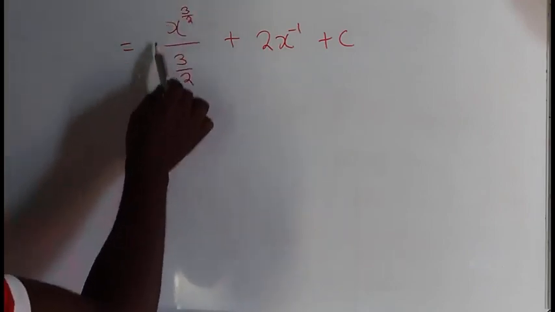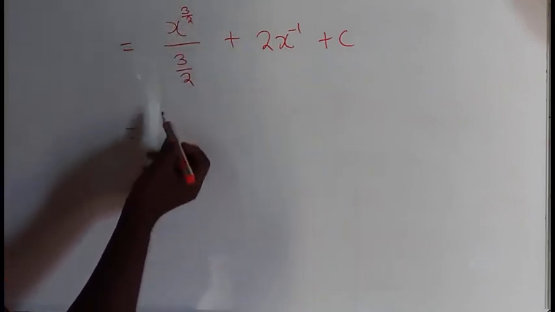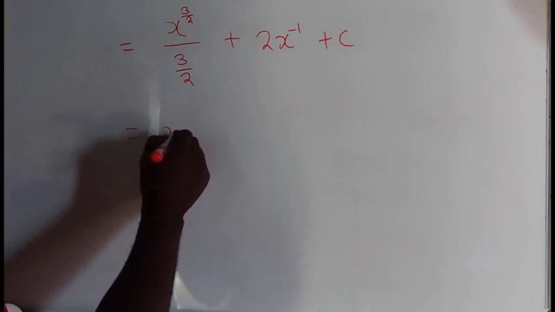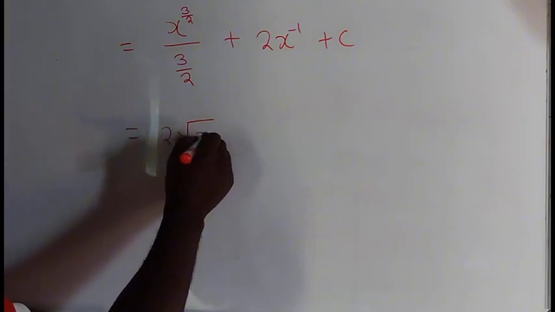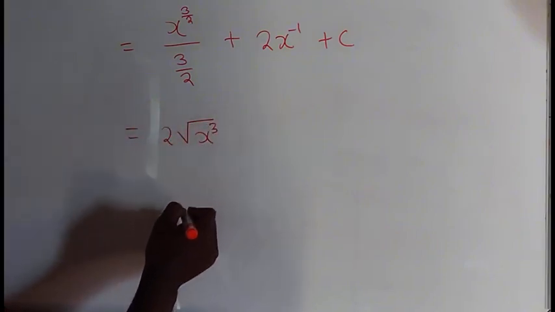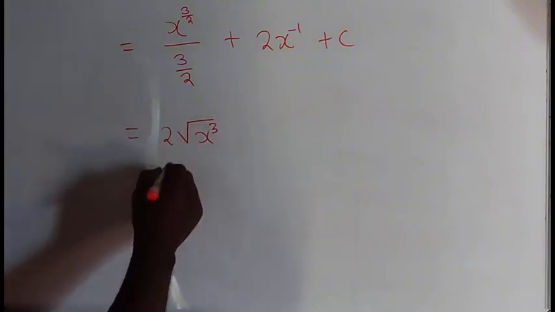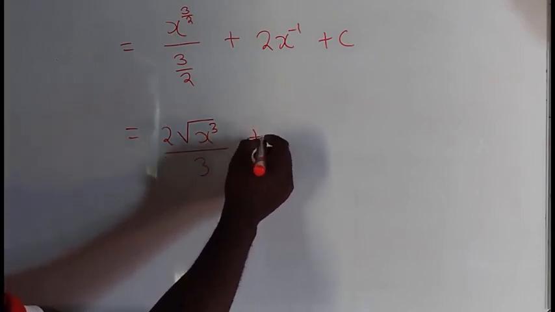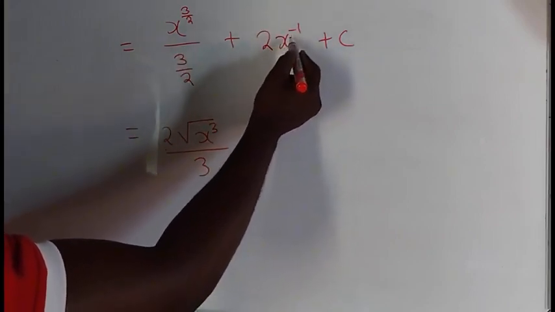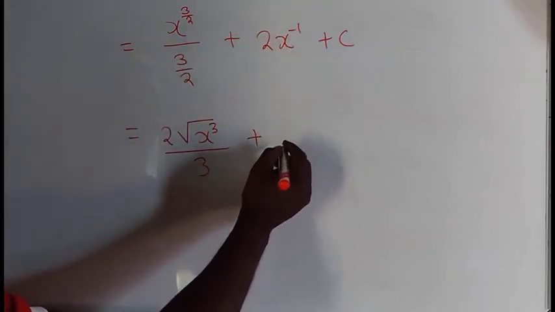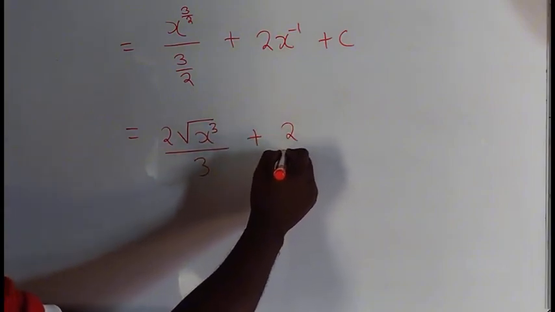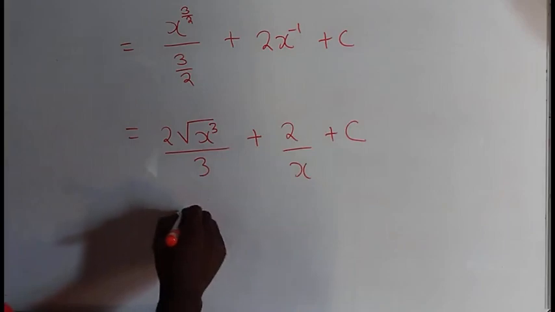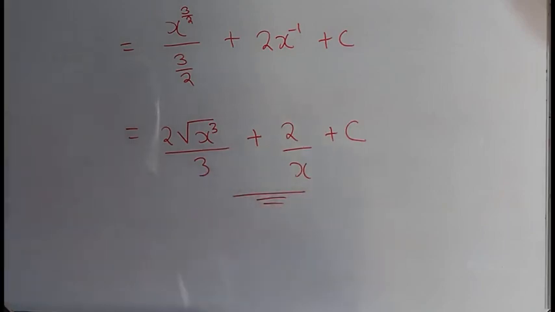So for this one, the way you are going to rewrite it, you are going to say 2, then you say the root of x to the power 3, I hope you are following, over the 3. Then plus, so for this one, 2x raised to the power of negative 1, you are going to rewrite it like this, 2 over x. Then plus c. So this will be marked as our answer.